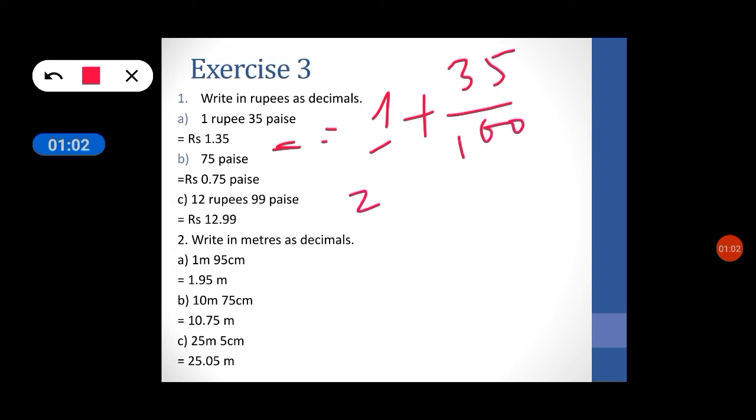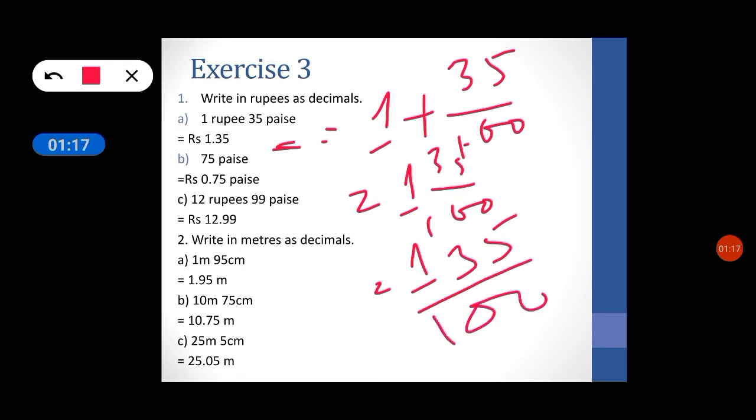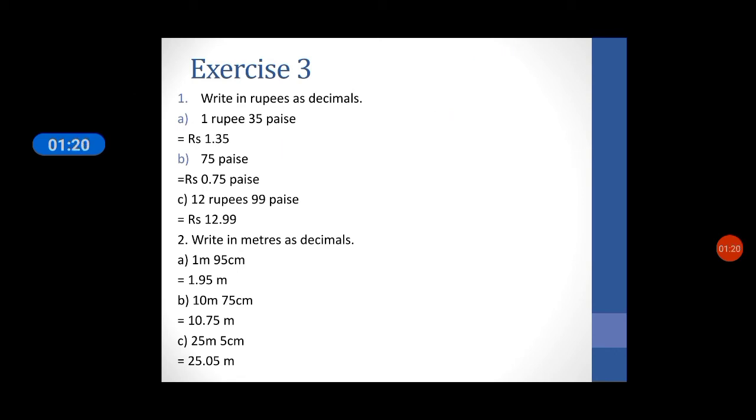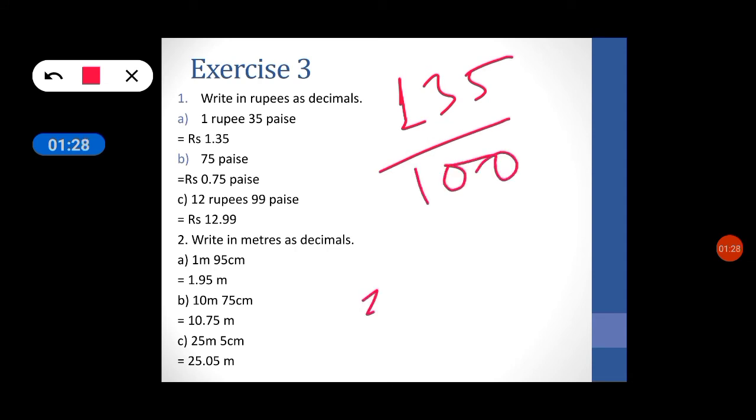So 1 rupee 35 paise is 135 by 100. 1 into 100 is 100, 100 plus 35 is 135. So 135 divided by 100, when you convert it in the decimal form, is rupees 1.35. Before two numbers you need to put a point. So this is what is going on.